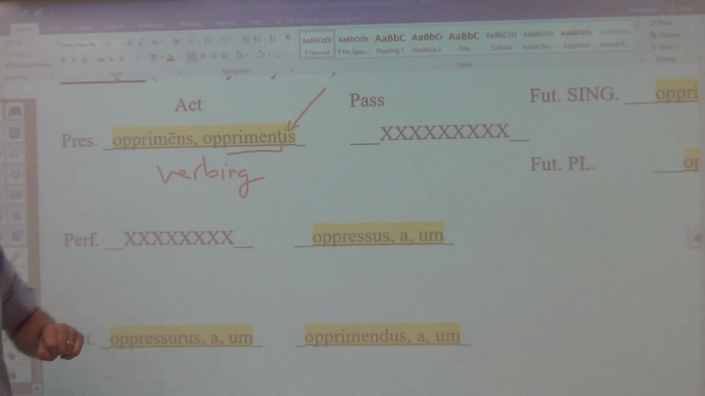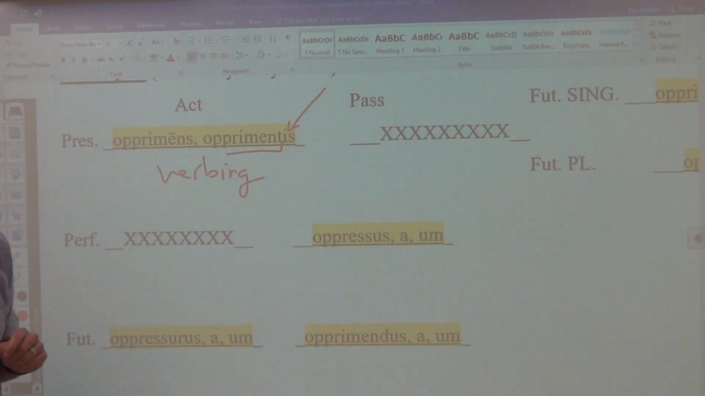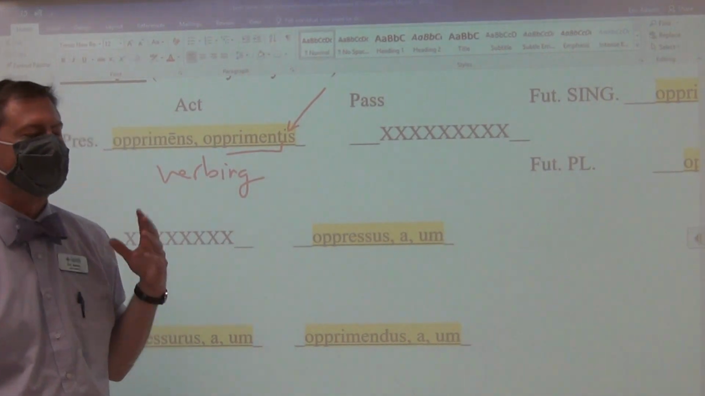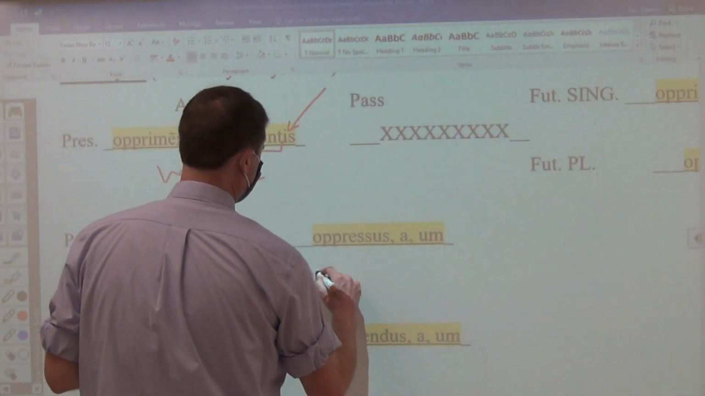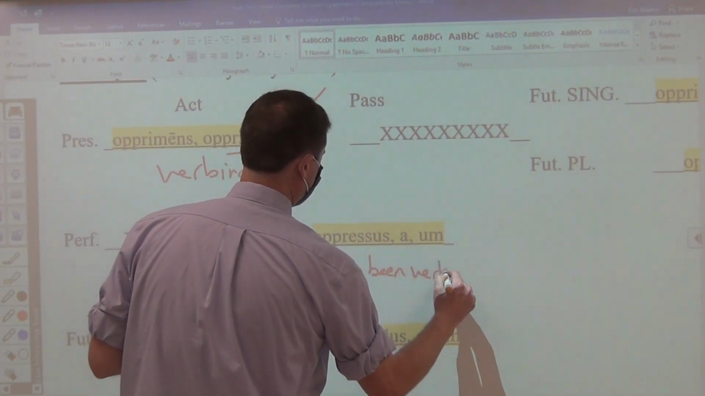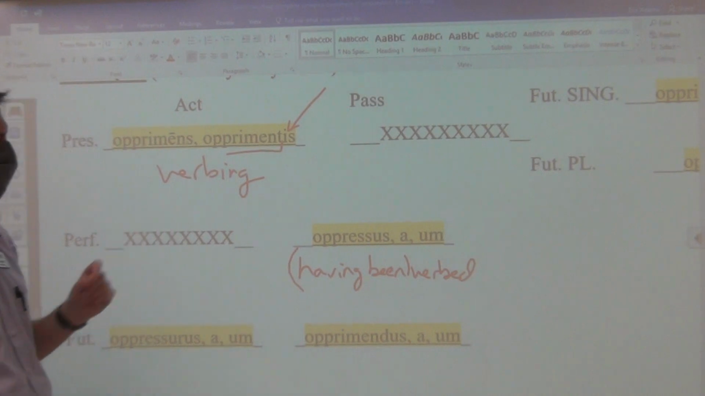The perfect passive participle is the 4th principal part. If we were to go look at the principal parts of this verb, opprimo, opprimere, oppressi, oppressus, oppressa, oppressum. Having been verbed. So, having been verbed. And the having been is optional.